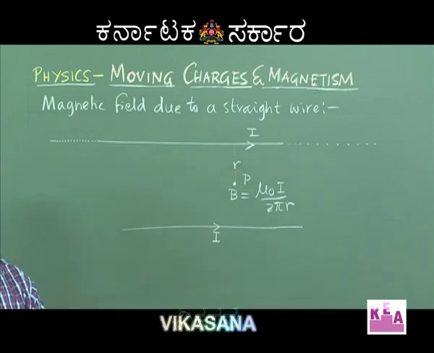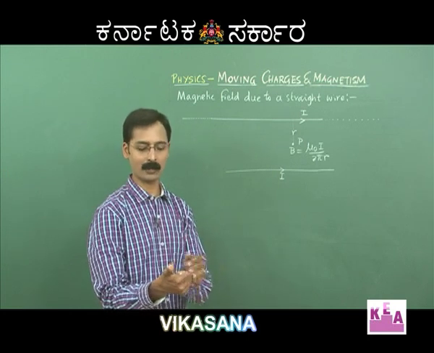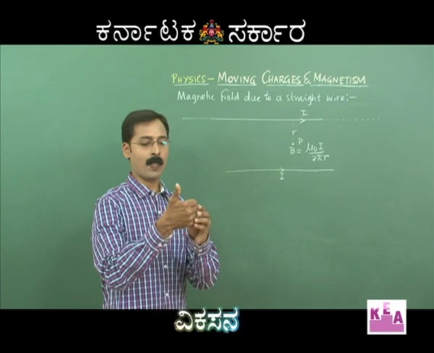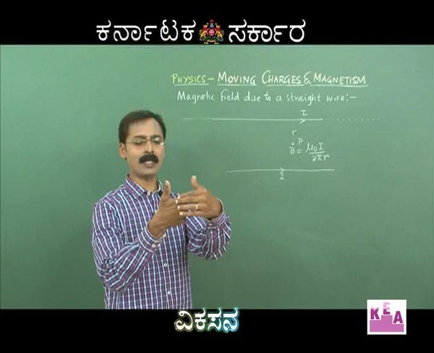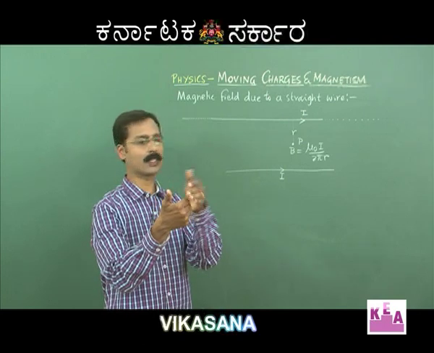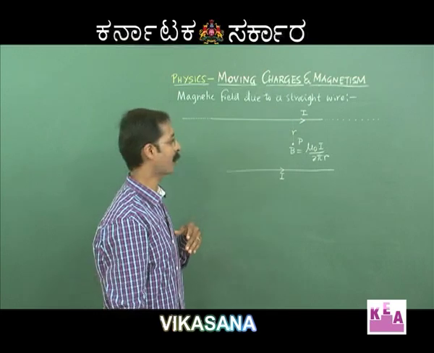Curl the fingers of your right hand and make your thumb perpendicular to the curled fingers. Now, if the thumb gives the direction of the current, then the curled fingers give the direction of the magnetic field. That is how you find the magnetic field due to a straight wire.